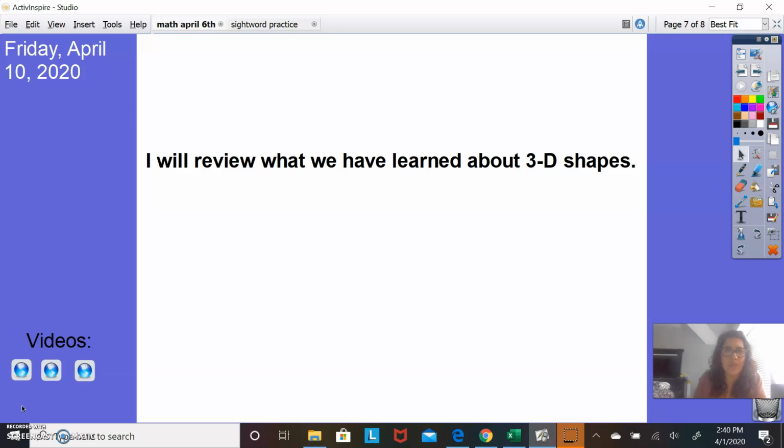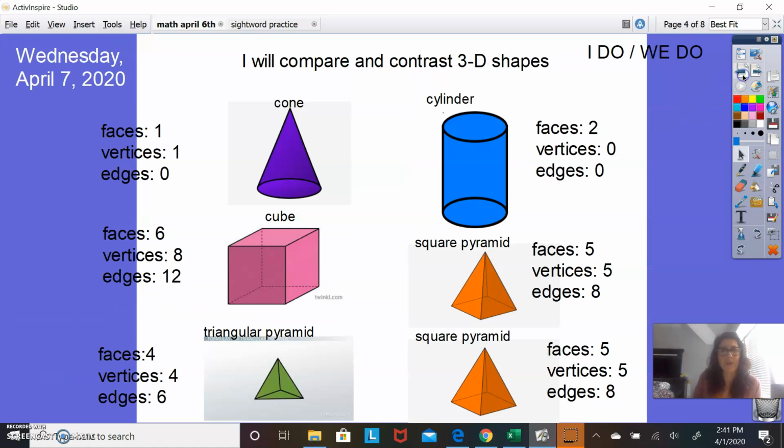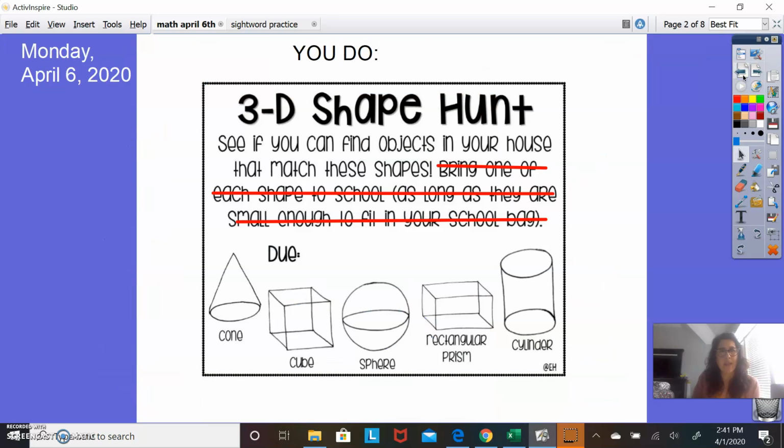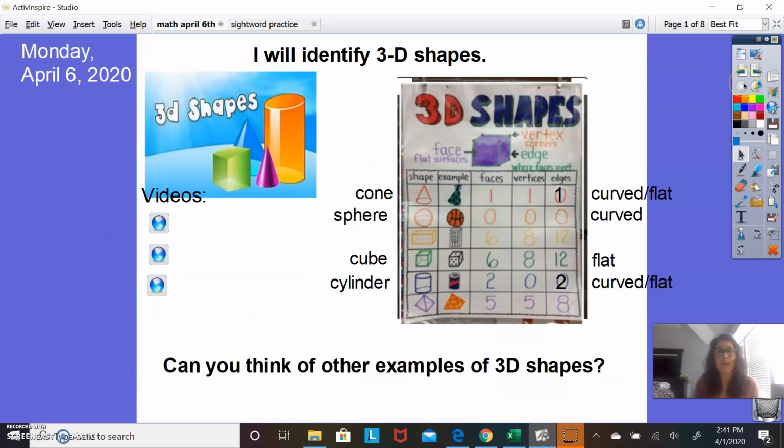3D shapes. So let's read that together. I will review what we have learned about 3D shapes. So we are going to go back to our Monday lesson. And on Monday, we were identifying 3D shapes.